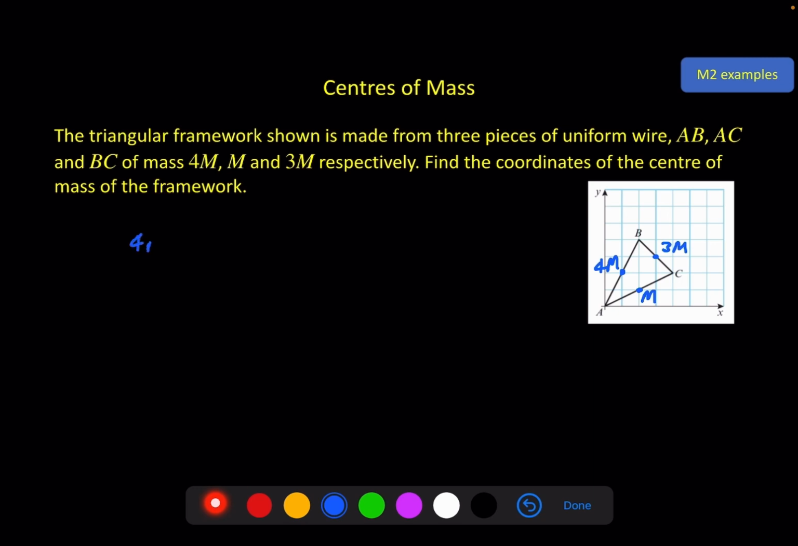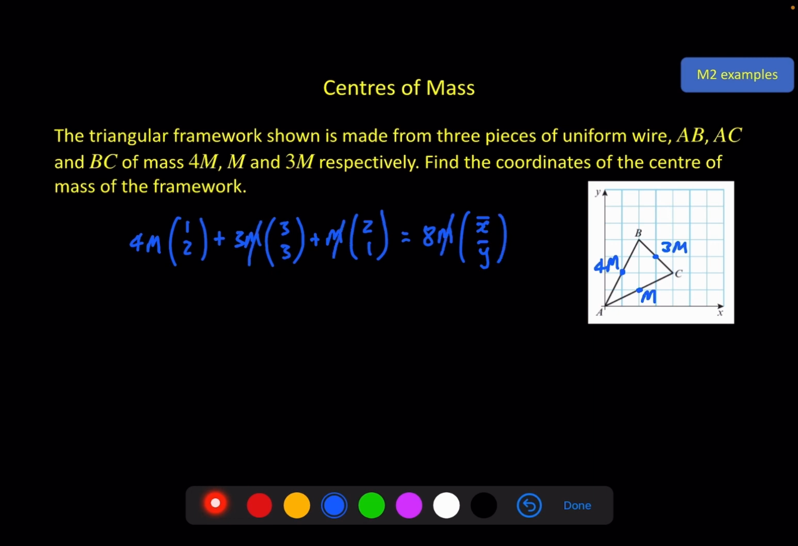We've got 4m times the midpoint of AB, using the grid, 1 square is 1 unit, so 1, 2, plus 3m times the midpoint of BC, 3, 3, plus m times the midpoint of AC, 2, 1, must equal the total mass of the system, 4 plus 3 plus 1, 8m, times (x bar, y bar). All of the m's cancel out. On the left, then, that gives us (15, 18), and 8 (x bar, y bar).